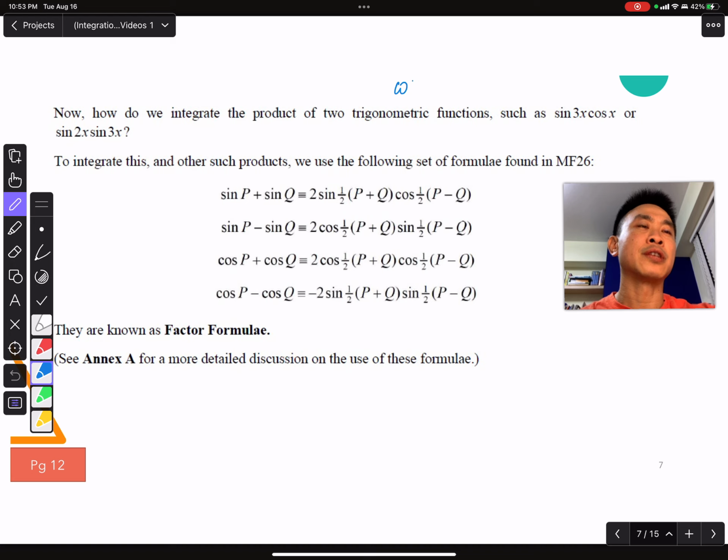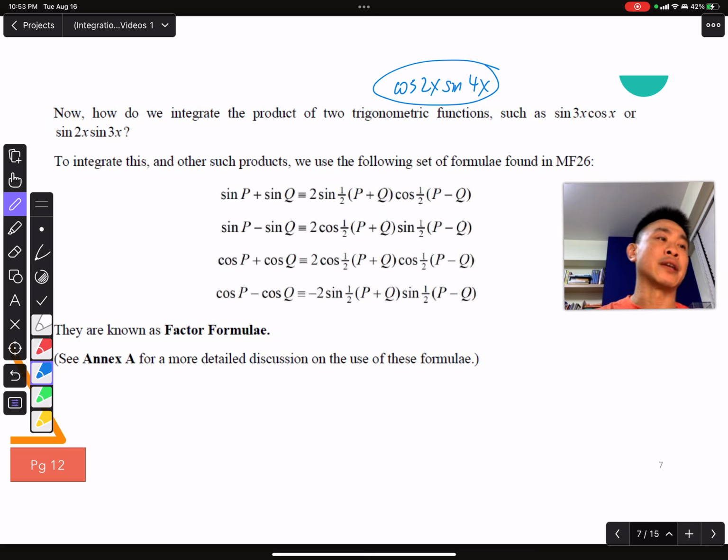So for example, cosine 2x, sine 2x, or something else, sine 4x, for example. Okay, we cannot integrate this directly. We haven't learned anything yet that fits this form.